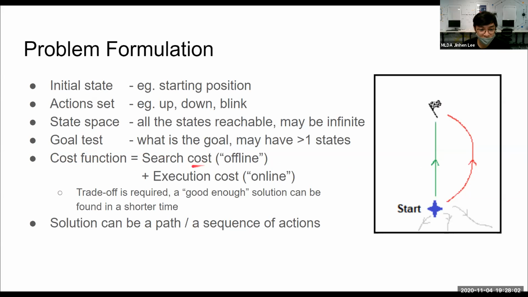So in terms of cost function, we actually have 2 parts. We have the search cost, which is the offline portion. That means this is the deliberating portion. And also we have the execution cost, which is the online portion. So we must make sure that we don't waste too much time in the search cost also.